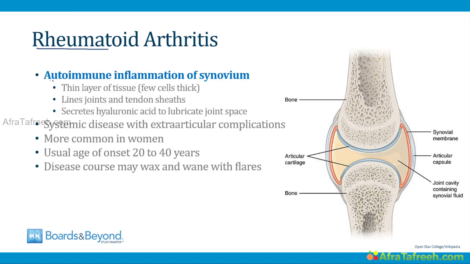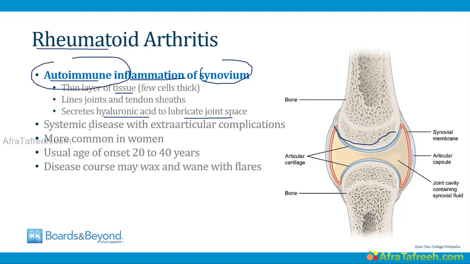Rheumatoid arthritis is an autoimmune disorder that leads to inflammation of the synovium. So the synovium is a thin layer of tissue just a few cells thick, and it lines the synovial cavities, and it secretes hyaluronic acid, which is a substance that lubricates the joint space. Because RA is an autoimmune condition, it's a systemic disease and it does have many extra-articular or non-joint complications, and we'll talk about those in a minute.